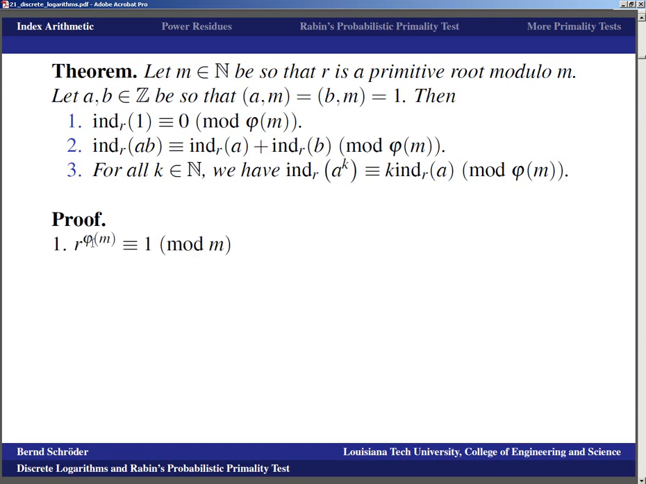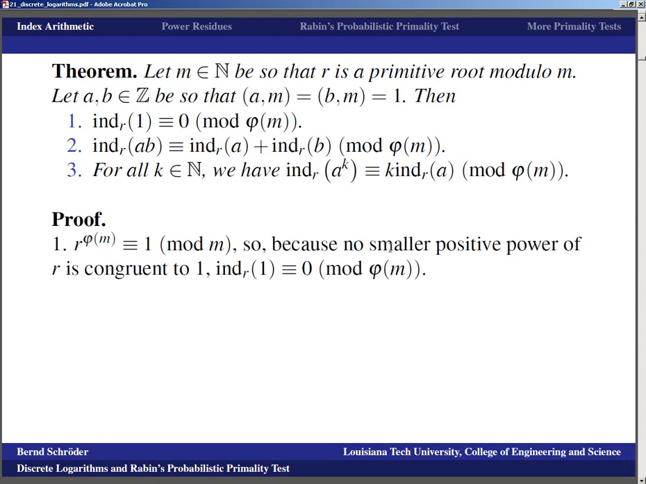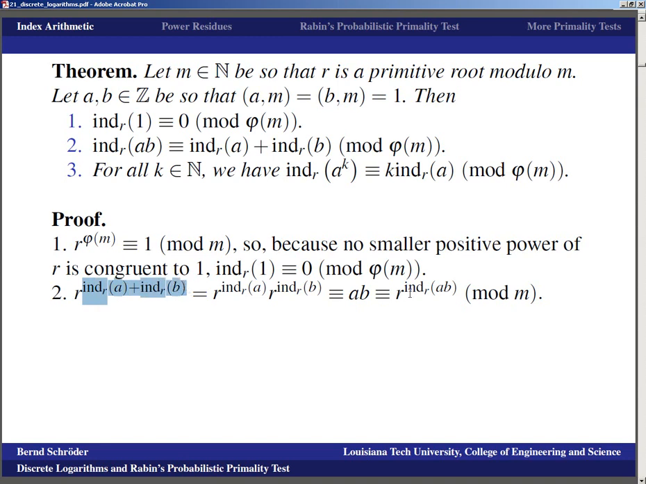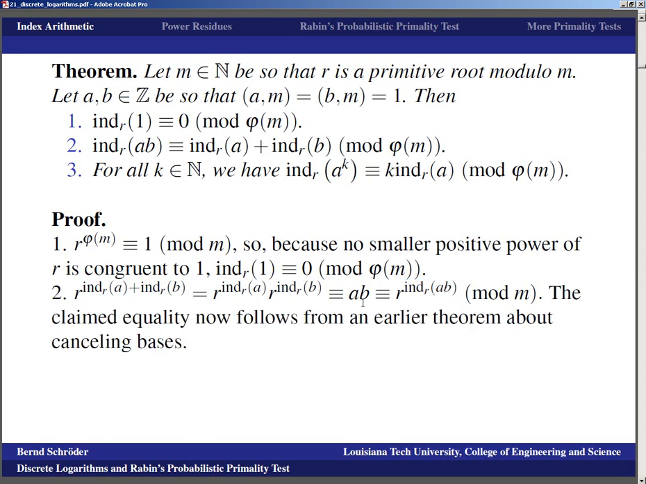And, well, it's very simple, right? r to the phi of m is equivalent to 1 modulo m. And because no smaller positive power of r is congruent to 1 modulo m, the index of 1 to base r is equivalent to 0 modulo phi of m. r to the index of a to base r plus index of b to base r, well, we take that apart. That's r to the index of a to base r times r to the index of b to base r, which is a times b, which is r to the index of ab to base r modulo m. And so we have r to one exponent is equivalent to r to the other exponent modulo m. And we had an earlier theorem that said when that is the case, then the exponents must be equal, but the exponents must be equal with respect to modular arithmetic modulo phi of m, not modulo m anymore.